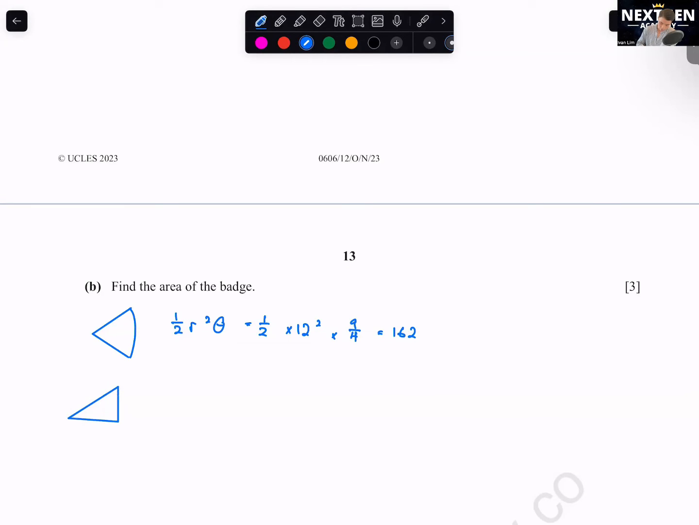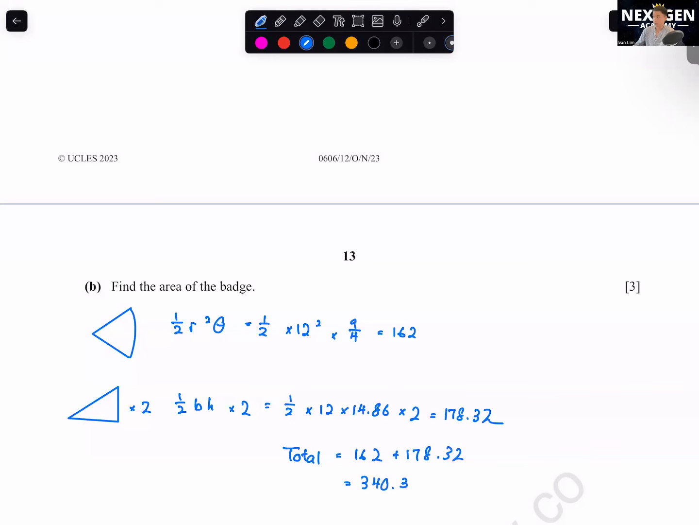Second one, you need to find the triangle. You got 2 of it. Okay, triangle, I can just use half times base times height. Okay, then you multiply it by 2. So half times 12 times 14.86 times 2 equals to 178.32. Total, you add it up together, 162 plus 178.32, you'll get 340.3.